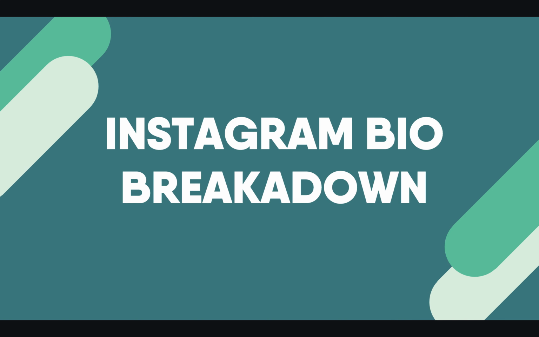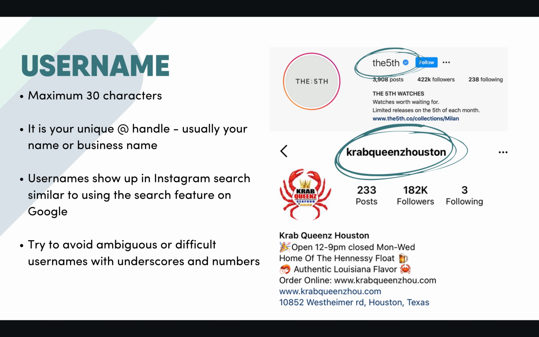All right, so let's walk through and break down the different elements of the Instagram bio piece by piece. So the first thing, as we mentioned, is your username. We're going to start with this because this is the first thing that people search for. This is your handle. All right, so you get a maximum of 30 characters, and it's your unique @handle, okay? So something that's unique to your brand, something that's unique to you, whatever the case may be. And the username shows up in Instagram search similar to a Google search. So if someone types in your username, they'll be able to find you.